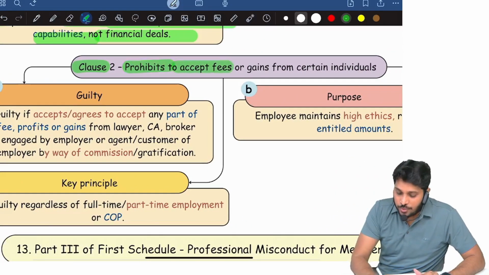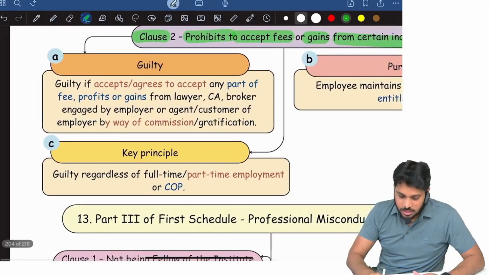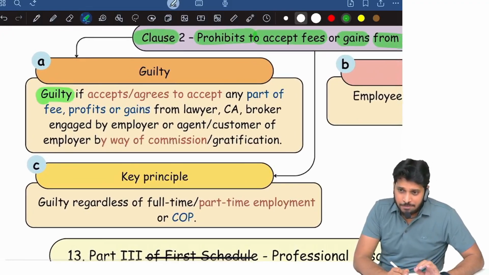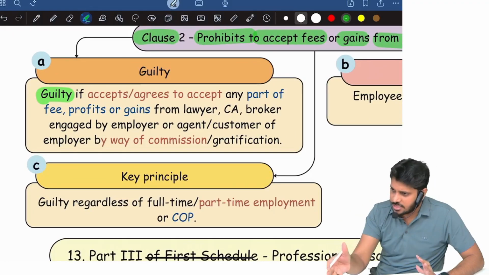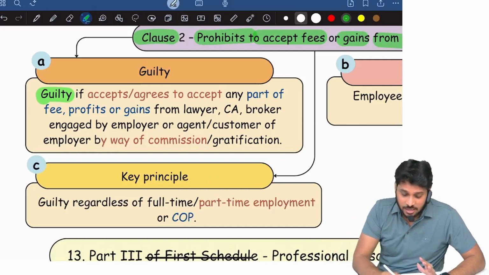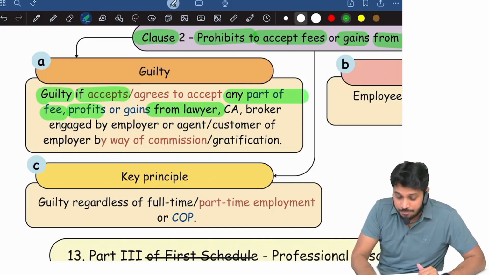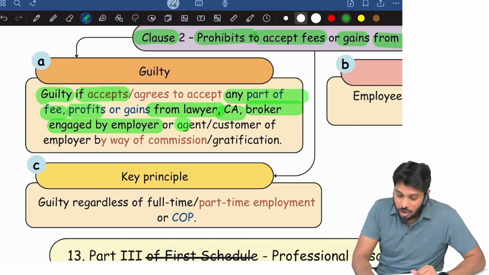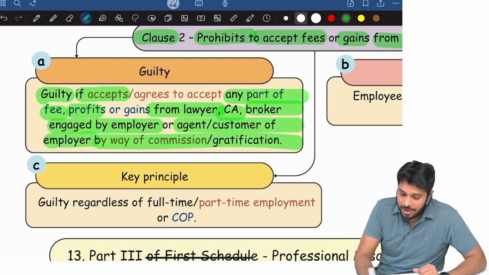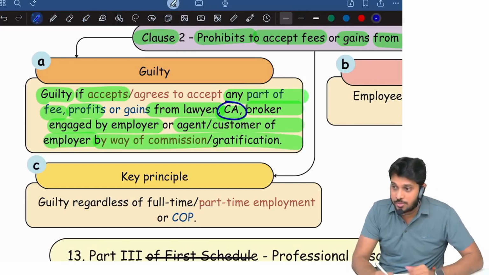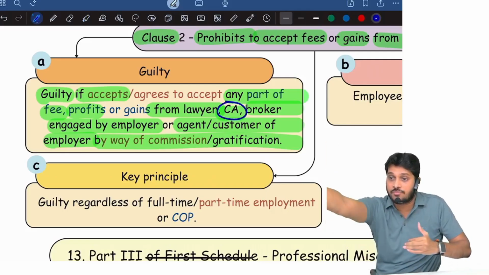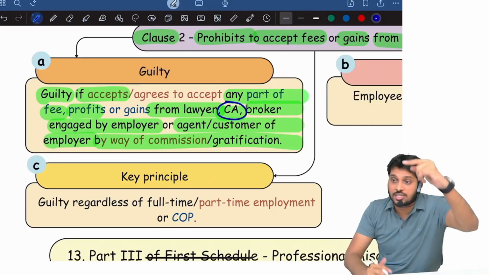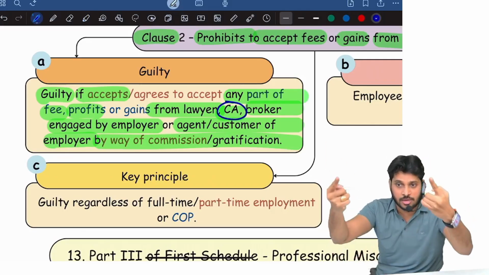You are prohibited from accepting fees or gains from certain individuals. A CA, a member in service, is treated as guilty if he accepts any part of the fee or profit from a lawyer, from another CA, from a broker engaged by the employer or agent or customer of the employer, by commission. You see here, a CA is also included, which means a CA employee cannot accept a referral fee from another CA also. Here you are an agent of the company.